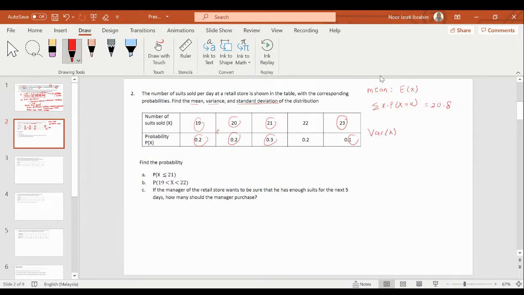And for variance, it will be E of X squared minus E of X squared. And this will be E of X squared. You have to square first each of the X here. 19 squared multiplied with 0.2 plus 20 squared multiplied with 0.2 until 23 squared multiplied with 0.1, you will get here 434.2 minus 20.8 square. And this will be 1.56. And standard deviation will be square root of variance 1.56, which is 1.249.